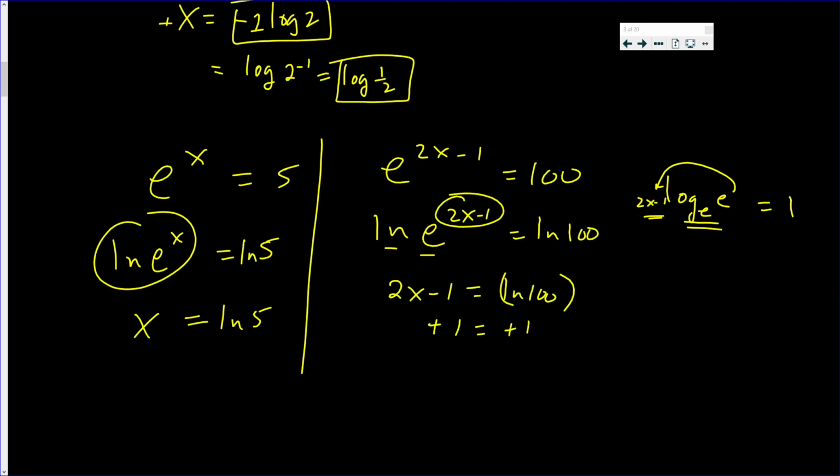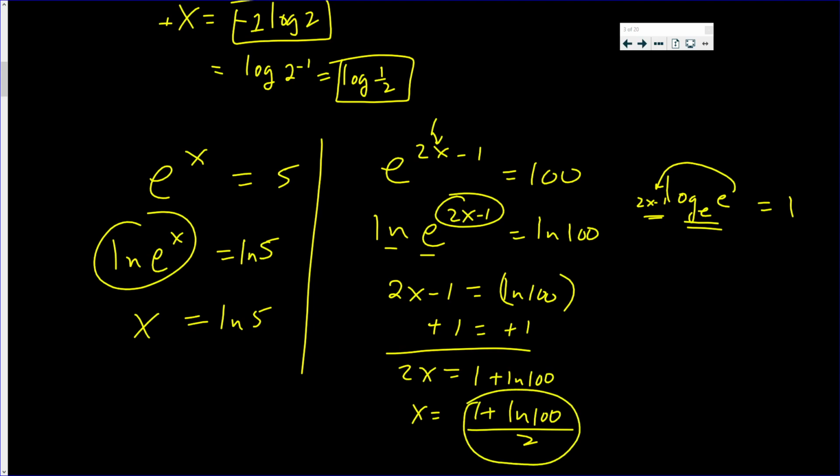Add 1 to it. And you get 2x. Please don't say ln of 101. It's 1 plus ln of 100. Divide by 2, you get 1 plus ln of 100 divided by 2. That's what goes in for x. If you replaced x with that value, e to the 2x minus 1 will equal 100. It's like magic.